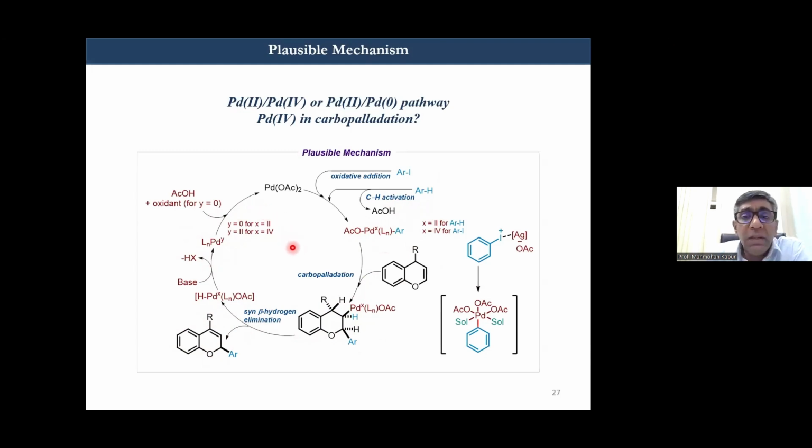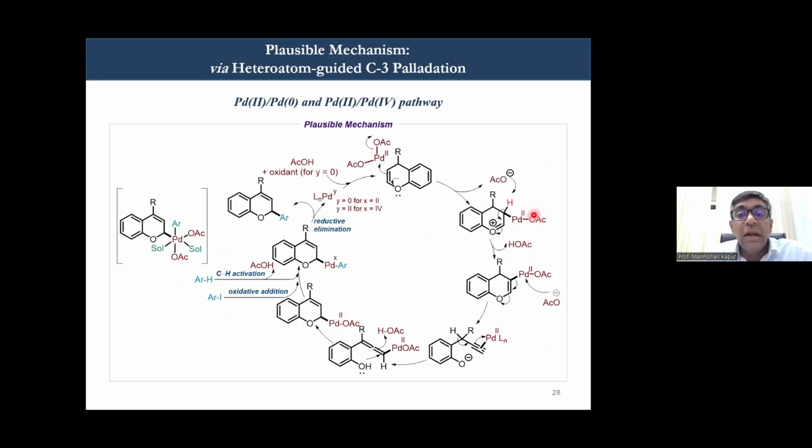This is one pathway, but there is a problem with this pathway. This Pd(IV) species is not expected to carry out a carbopalladation. So this was a matter of concern. We thought we have to revise this particular mechanism, and we thought that this oxygen is pushing its pair of electrons to pick up the palladium at the expected C3 position. After getting this organometallic species, there would be a ring opening at this position, followed by an allenyl palladium species. This now undergoes an endo cyclization to generate the palladium at this particular position.